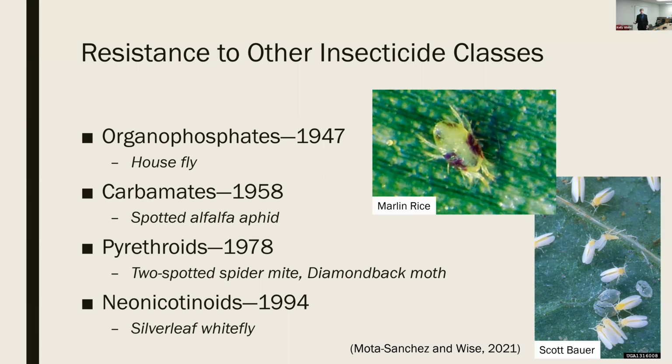In this case, there were 2 reports, with two spotted spider mite and diamondback moth both being reported resistant to pyrethroid insecticides that year. And in 1994, the silverleaf whitefly was reported resistant to imidacloprid as the first example of resistance to a neonicotinoid. So here again, we see within the first 4 to 5 years of each of these products being utilized, resistance was being reported in various insects across the world.